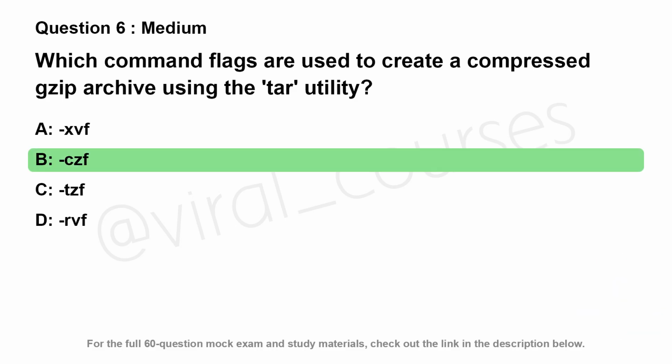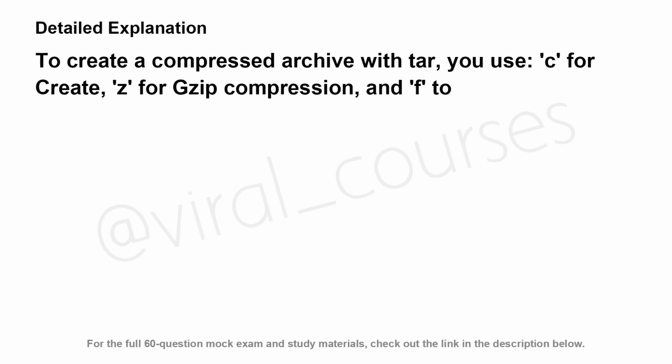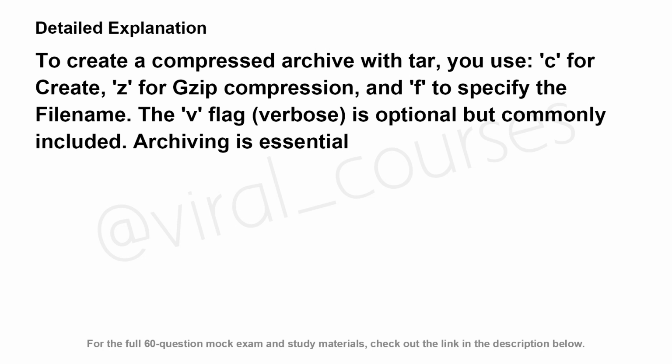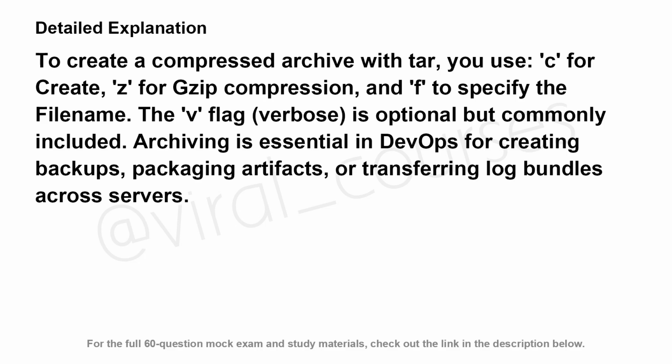The correct answer is B. To create a compressed archive with tar, you use c for create, z for gzip compression, and f to specify the file name. The v flag, verbose, is optional but commonly included. Archiving is essential in DevOps for creating backups, packaging artifacts, or transferring log bundles across servers.